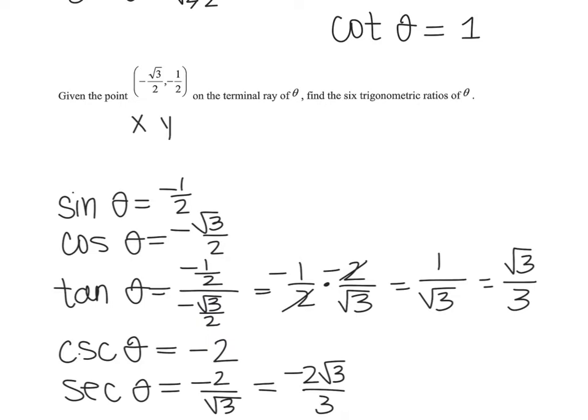So if you're given a point, it's pretty easy to find all 6 trig ratios since 2 of them are already given to you, and then it just becomes simplifying to find the rest.